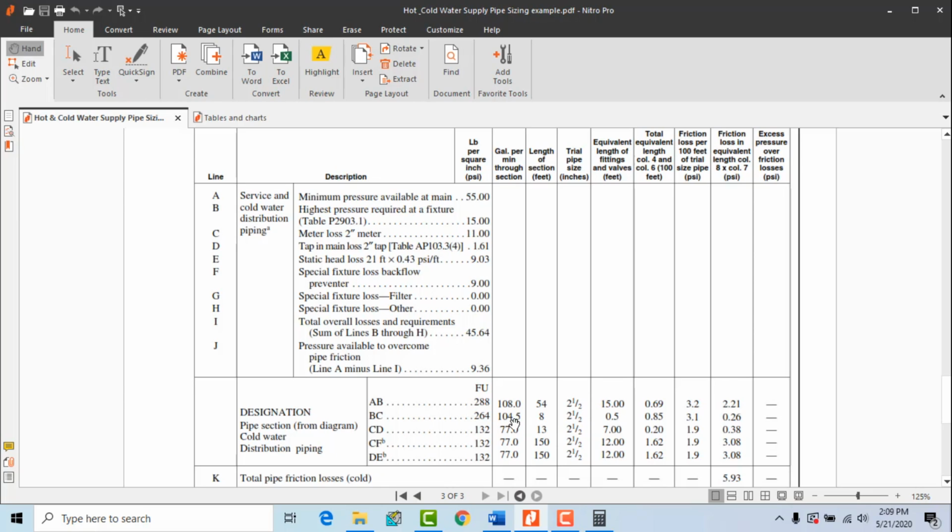Next we have 104.5 GPM and the trial pipe size is 2.5 inch.